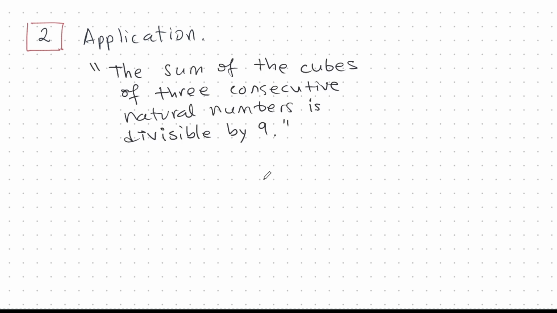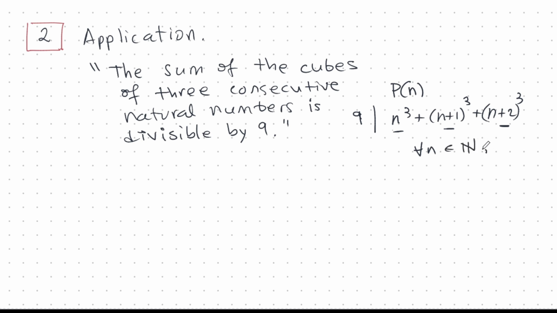So here's one. The sum of the cubes of 3 consecutive natural numbers is divisible by 9. So this is the statement Pn that I'm trying to prove. So what is n here? I'll show you. Another way I can write this is that 9 divides n cubed plus (n plus 1) cubed plus (n plus 2) cubed. These are three consecutive numbers here, here, and here. They start at n. So for all n in the naturals, I want to prove this statement Pn, that 9 divides this. All right, that's very interesting.